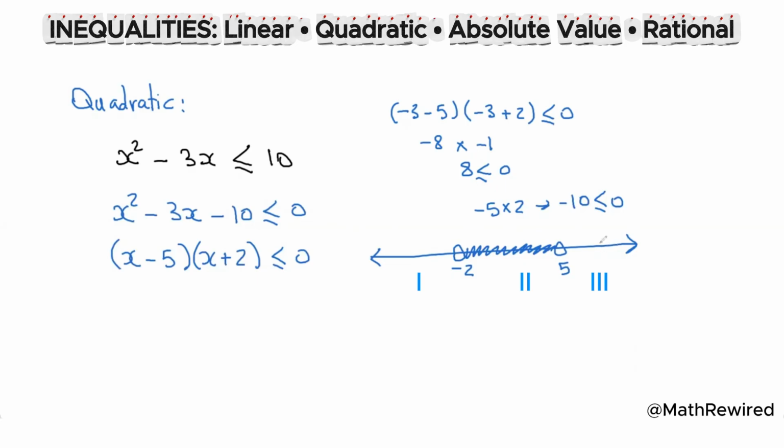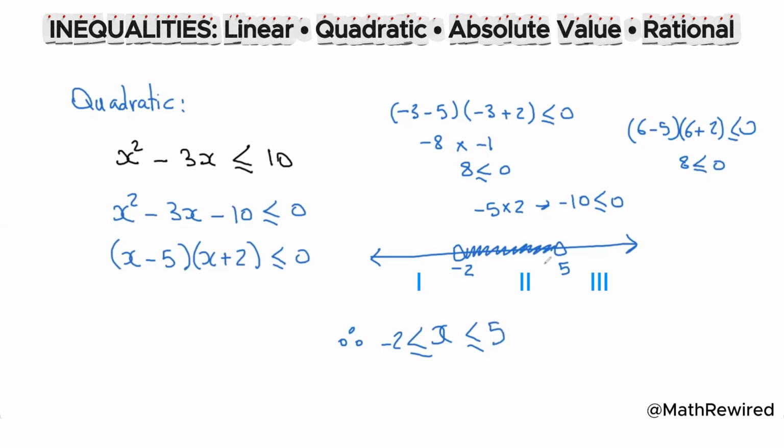Let's take a number in here. Let's take 6. So if we test 6, 6 minus 5 times 6 plus 2 is less than or equal to 0. That's 1. That's 8. 1 times 8 is 8. Is that less than or equal to 0? Definitely not. So therefore, it's false, and we don't shade in here. Therefore, your solution, x is shaded between negative 2 and 5.